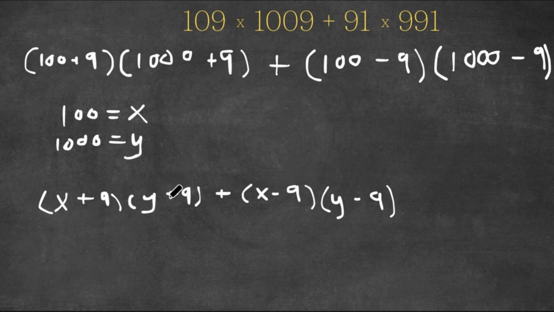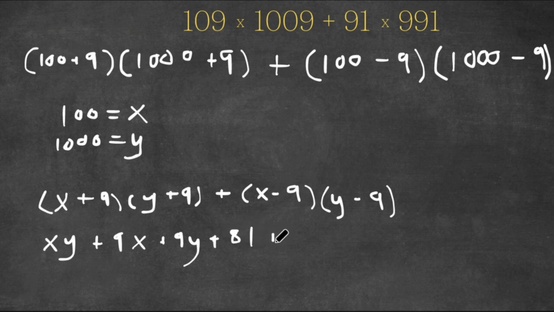And now if we multiply X plus 9 times Y plus 9, as well as X minus 9 and Y minus 9, we get XY plus 9X plus 9Y plus 81 plus XY minus 9X minus 9Y plus 81.